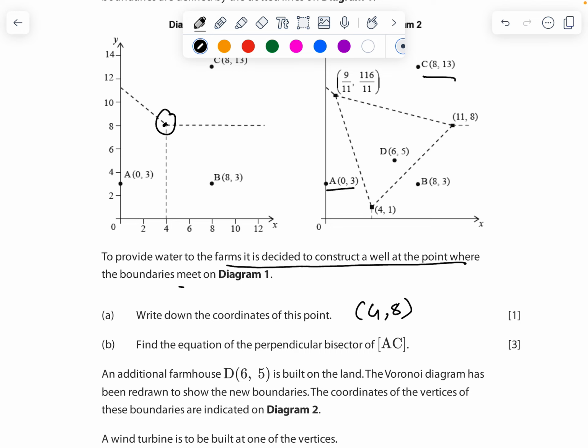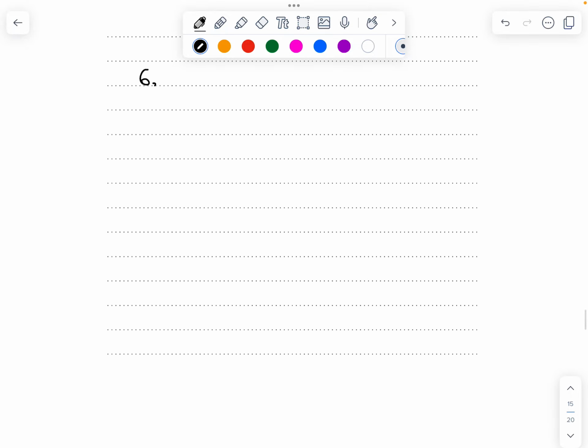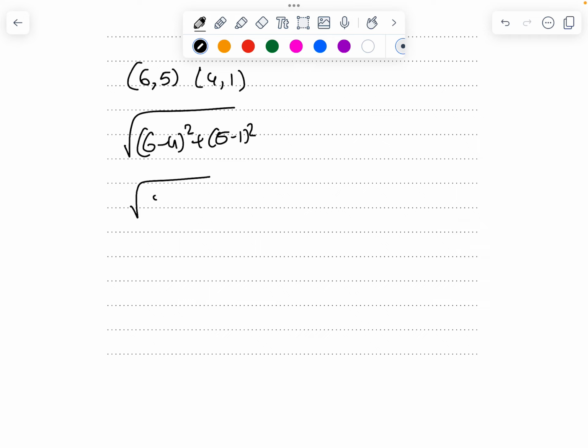So, first of all, I'll be finding the distance between (6, 5) and (4, 1). So distance will be the square root of (6 minus 4) whole square plus (5 minus 1) whole square, which is 2 square plus 4 square, which is square root of 20.